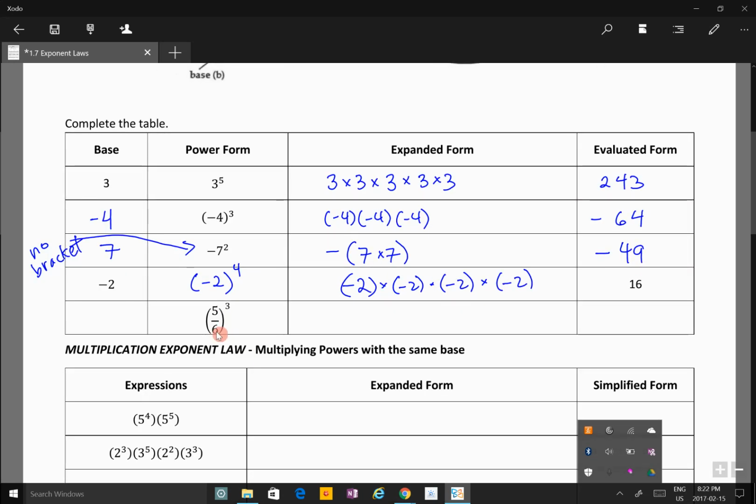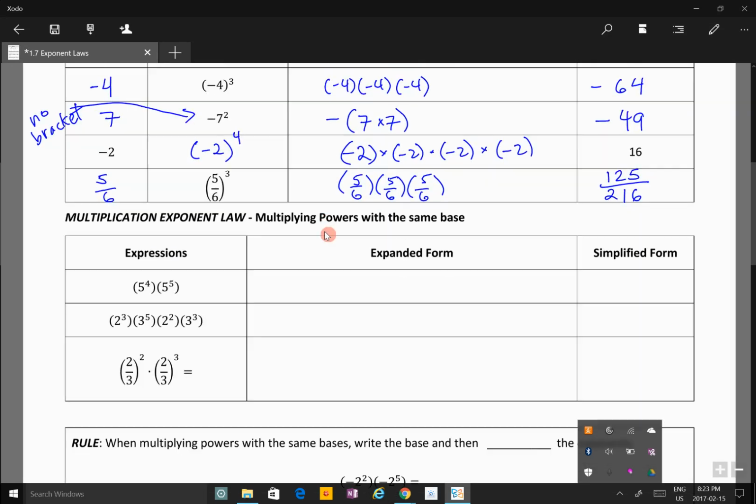Okay, 5 over 6 to the power of 3. Well, that is the same thing as saying 5 over 6 times 5 over 6 times 5 over 6. And this is a power with a base of 5 over 6. You can have a fraction as a base as well. Multiply all the numbers in the top to evaluate this. So 5 times 5 is 25, times 5 again is 125. And on the bottom, I have 6 times 6, which is 36, times 6 is 216.